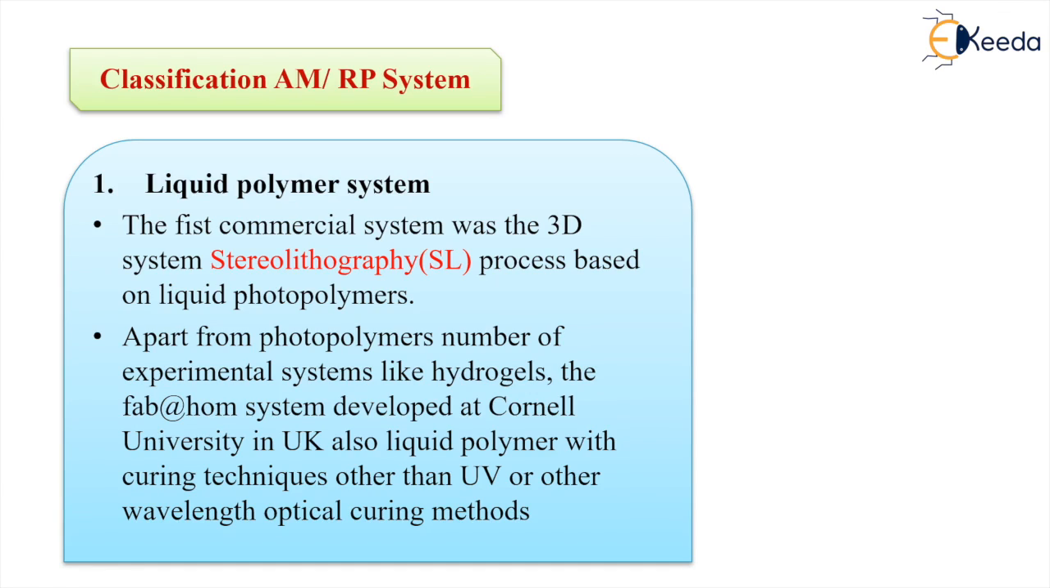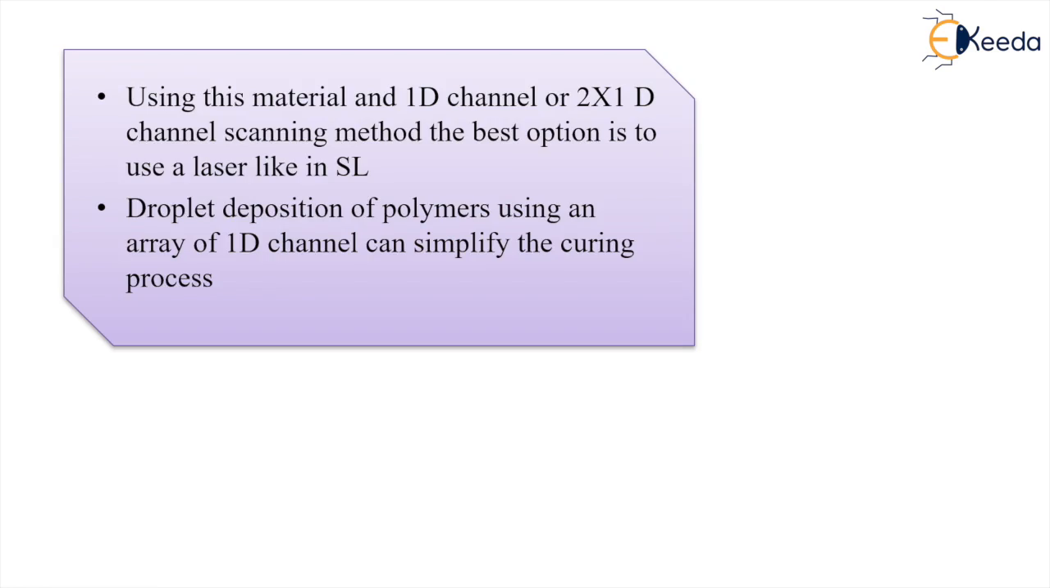Apart from the photopolymers, a number of experimental systems like hydrogel and the Fab@Home system developed at Cornell University also use liquid polymer, but with a different curing technique other than UV or other wavelength optical curing methods. Using this material and a one-dimensional channel or 2 by 1 dimensional channel scanning method, the best option is to use a laser like in stereolithography.